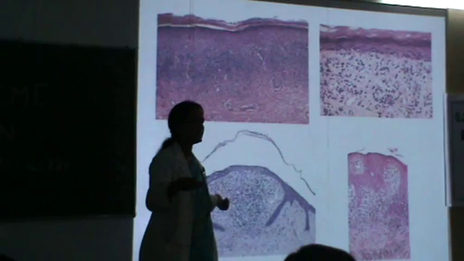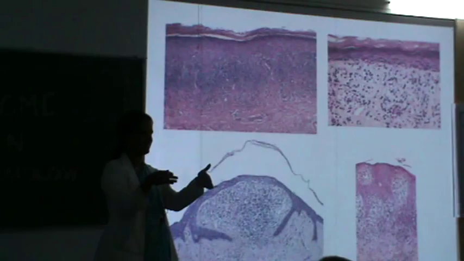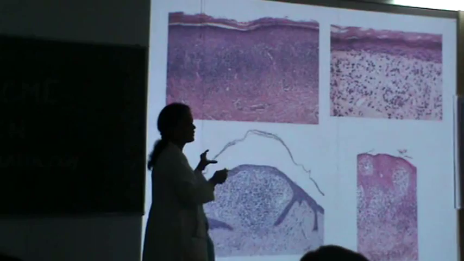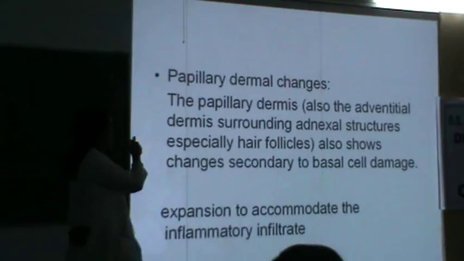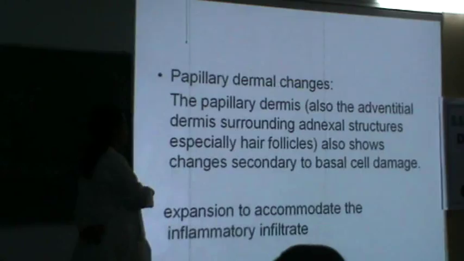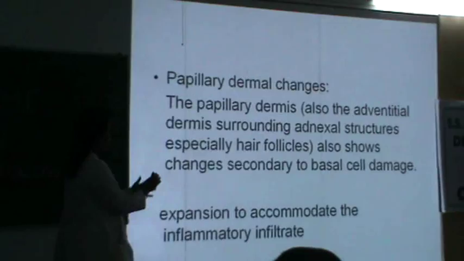You know this, can you make a diagnosis of this lesion? Very good, lichen planus. No, they are holding the inflammatory infiltrate. It's only in the papillary dermis that it is just biting and has a lichenoid infiltrate. So papillary dermal changes: the papillary dermis, even the adventitia around the adnexal structures, shows changes secondary to basal cell damage. There's an expansion to accommodate the inflammatory infiltrate.